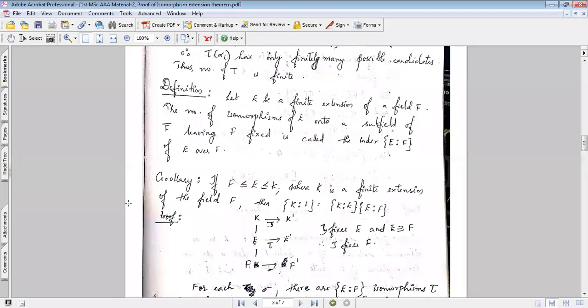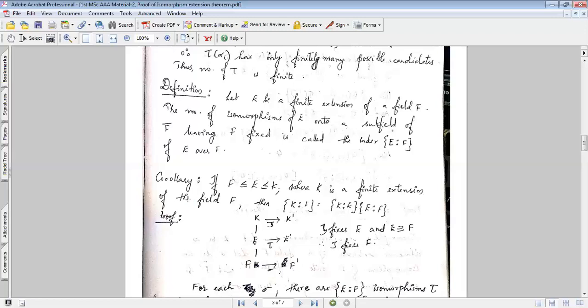Dear children, in the previous lecture we stopped at this definition. Let E be a finite extension of a field F. Then the number of isomorphisms of E onto a subfield of F closure, leaving F fixed, is called the index of E over F. So the number of isomorphisms of E onto a subset of F closure which leaves F fixed is denoted by {E:F}.